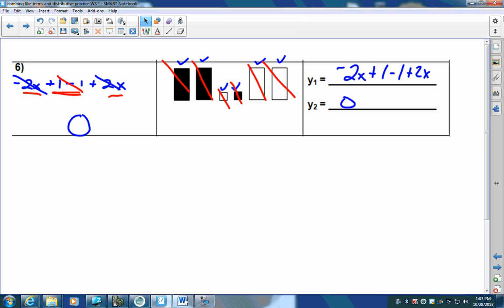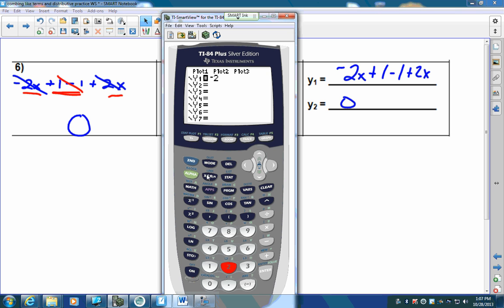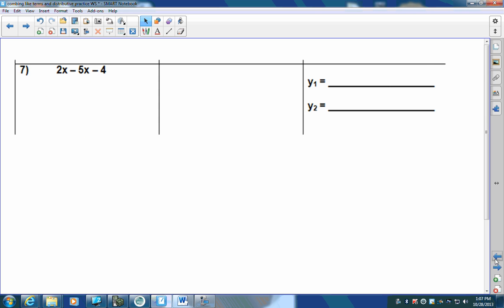So now we can go into the calculator and go to y equals. And put in there negative 2x plus 1 minus 1 plus 2x. And then I think my answer is 0, so I'll put that into y2. Press second graph. y1 and y2 should all be the same. Since it is, I'm okay. So let's go to number 8. Not number 8, because it only goes to 7 over there.